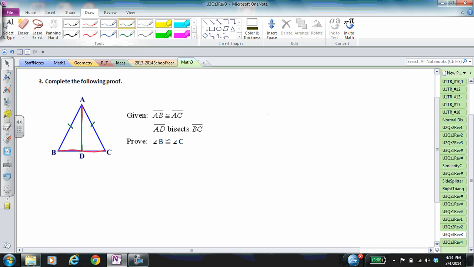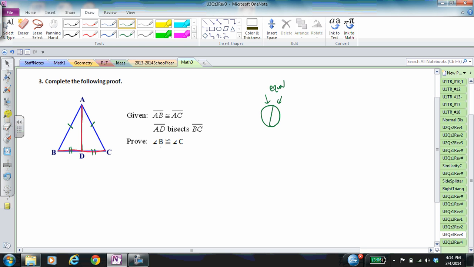Now, when I bisect something, say I have a cookie, and I bisect it, I cut it in half. The two halves are equal or congruent. So when I bisect a line segment, each half is going to be equal or congruent. So I have some good information to start with, and I'm going to kind of plan this proof out verbally before I jump into it.